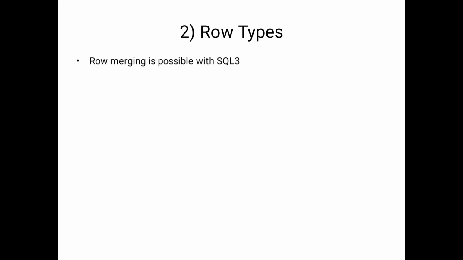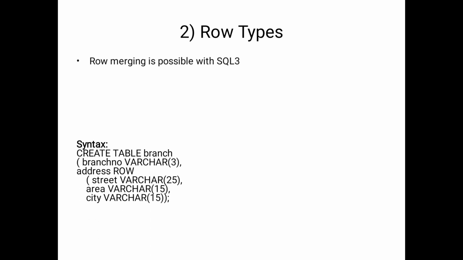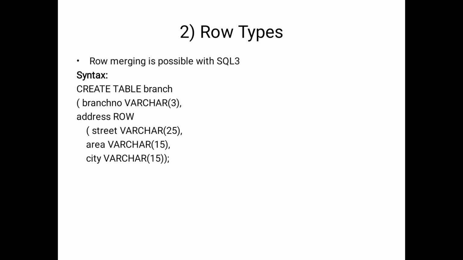Now the second feature, that is row types. Here with the help of SQL3, we have a facility for merging rows. How will we merge the rows? Please observe the syntax here. Now I will create the table with the branch name. Here I will consider the first field as the branch number.